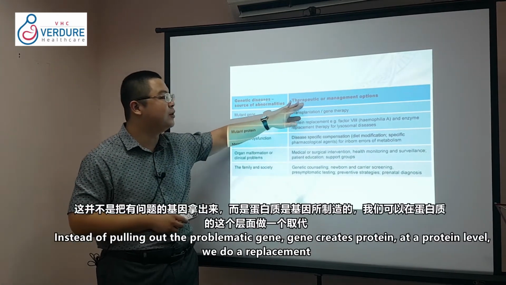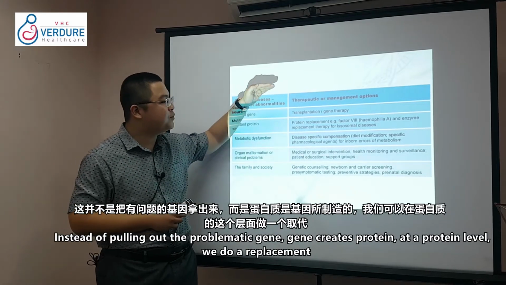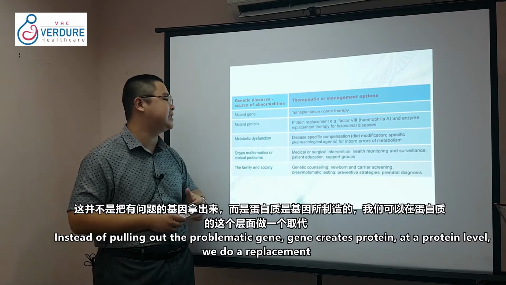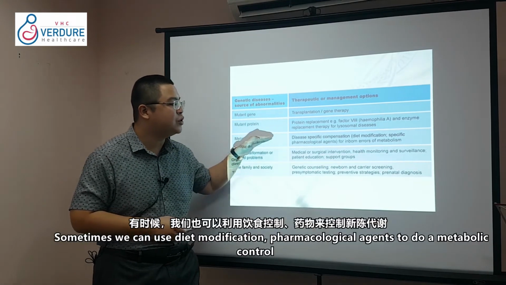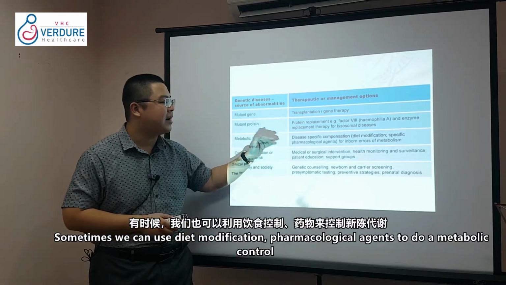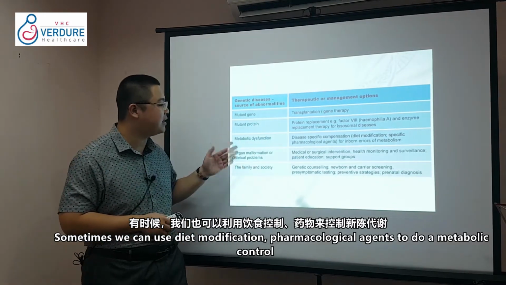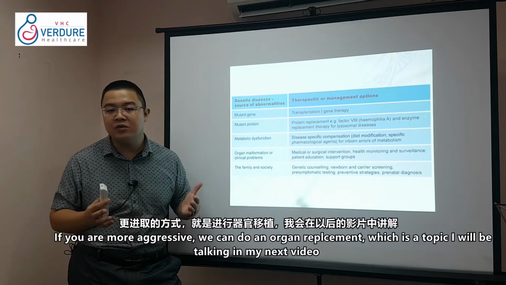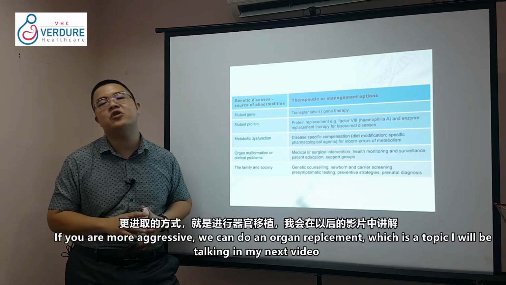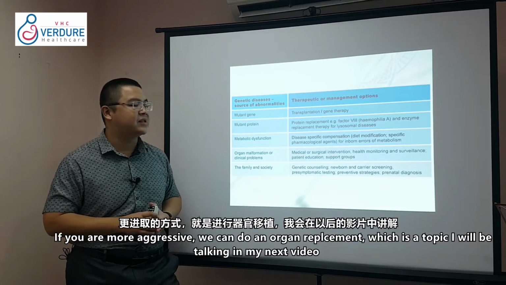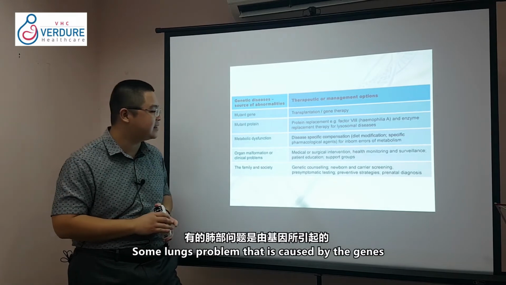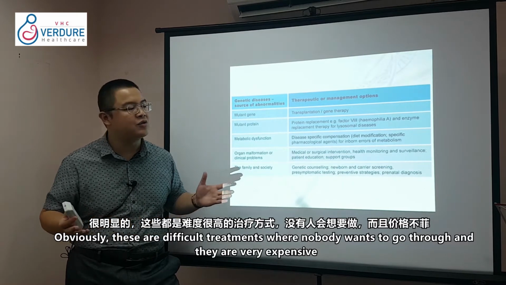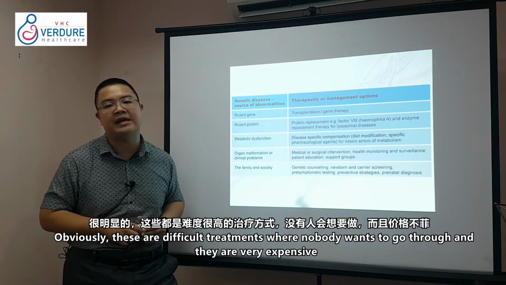So instead of pulling out the problematic gene, so gene creates protein, at the protein level we do a replacement. And then sometimes we can use diet modification and pharmacological agents to do metabolic dysfunction control. If you are more aggressive, we can do an organ replacement, which is what I will be talking about in the next talk, about some lung problems that are caused by genes. Okay? But obviously, these are very difficult treatments which nobody wants to go through, and they are really expensive.